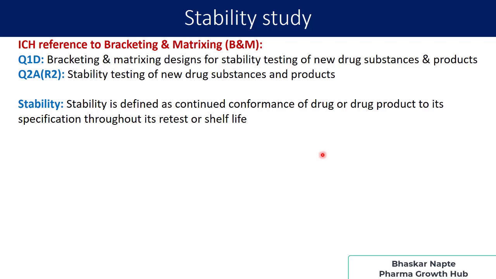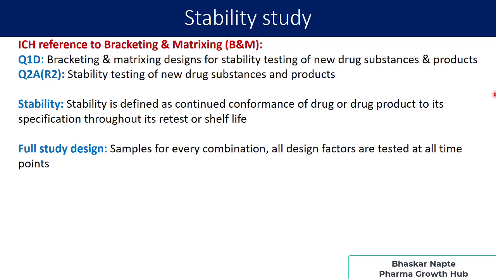Let us understand the definition of stability before we move on to the bracketing design concept. Stability is defined as a continued conformance of a drug or drug product to its specification throughout its retest or shelf life. So we are going to confirm with the help of a stability study that the product really meets its specification from its beginning till the end of its shelf life in case of drug product, or the retest period in case of API or the drug substance.